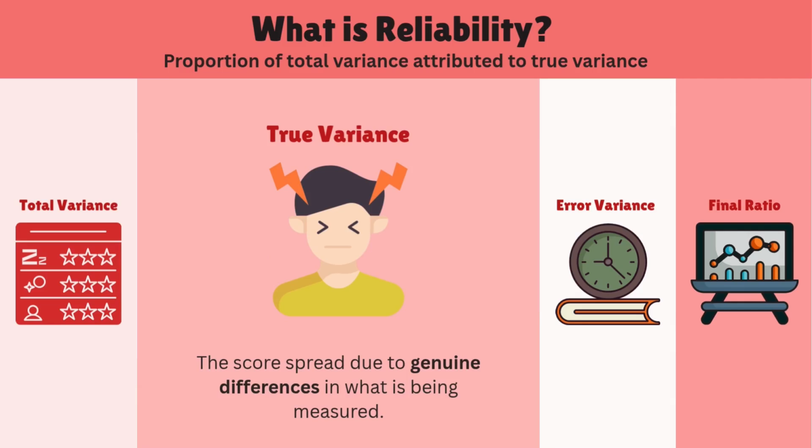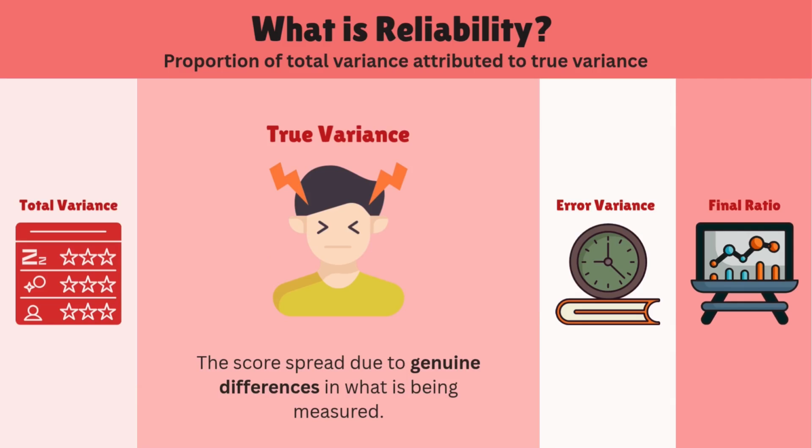So, an example of this would be the actual differences between your students. So let's say student A truly studied hard and knows the dates, while student B barely even opened the textbook. And so the difference in their scores is due to true variance.